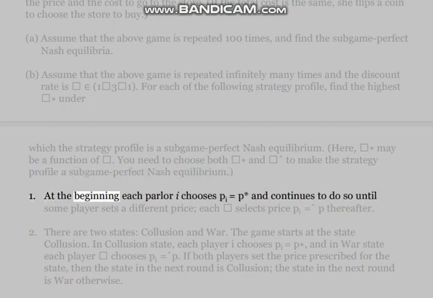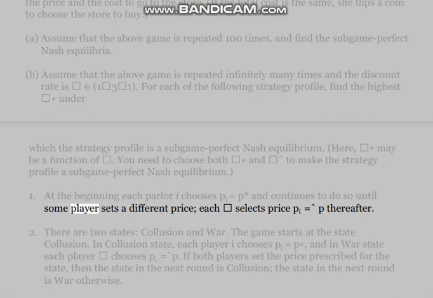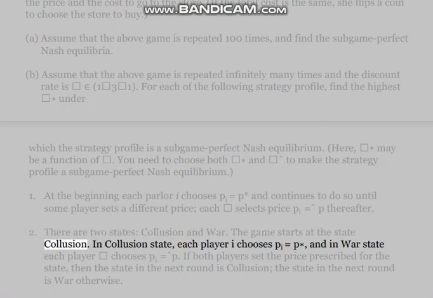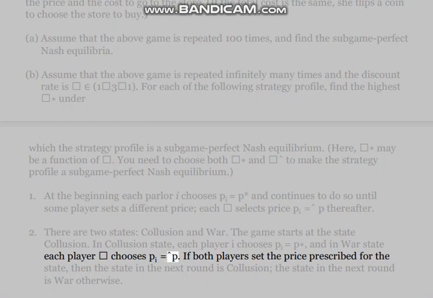1. At the beginning, each parlor i chooses pi equal to p* and continues to do so until some player sets a different price. Each selects price pi equal to p thereafter. 2. There are 2 states, collusion and war. The game starts at the state collusion. In collusion state, each player i chooses pi equal to p*, and in war state each player chooses pi equal to p.